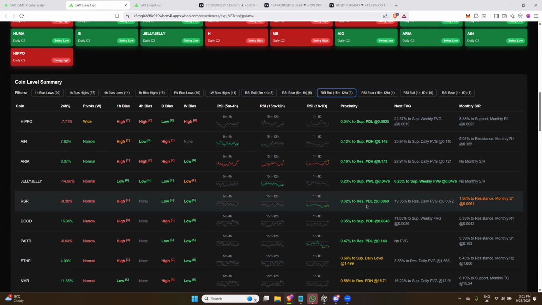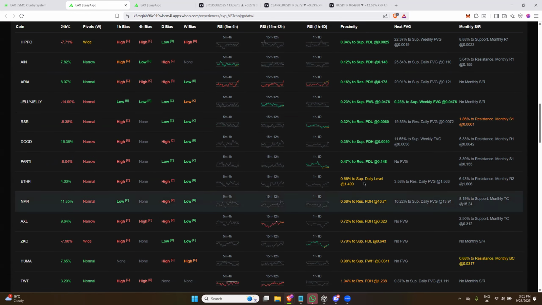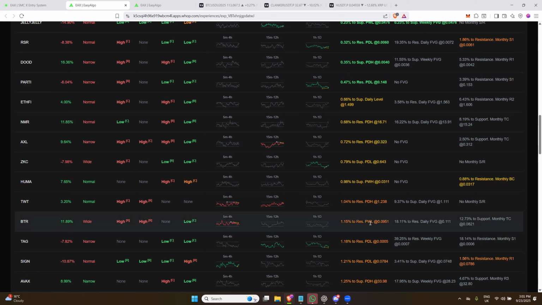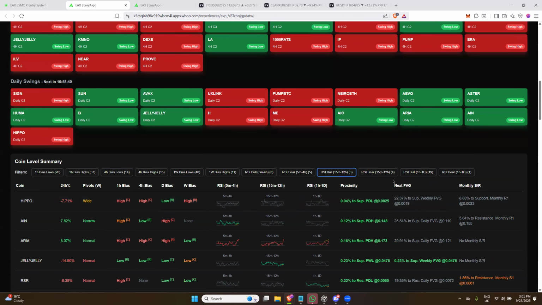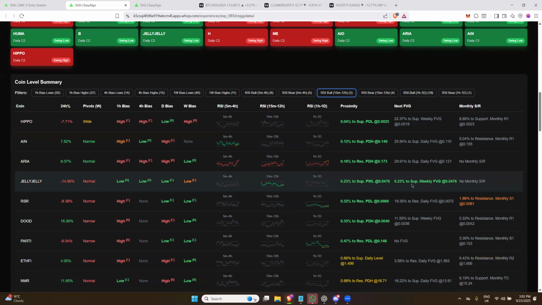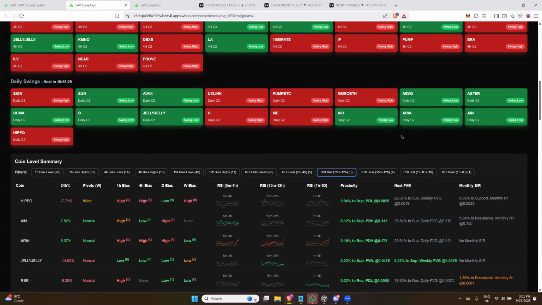Proximity would be to key levels that we have identified. So it'll be your daily level, your previous day high or low, previous week high or low, and your fair value gaps are your higher time frame levels. So either your daily or your weekly, sometimes your monthly as well. Very unusual, obviously, just with some stable coins are more likely to achieve that, but I haven't seen it before.